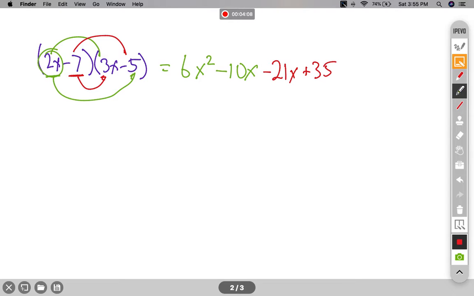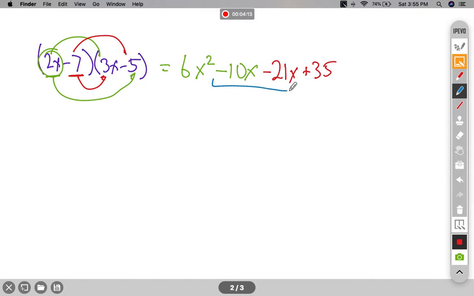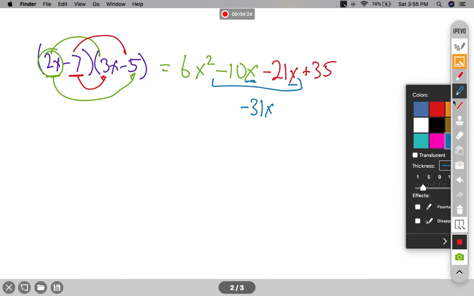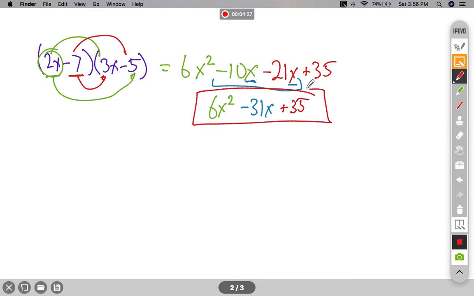I finally come along and I can say, yeah, I got some like terms here. The negative 10x and negative 21x are both x terms, so I can combine those together to give me negative 31x. The 6x squared doesn't have a like term, so it sticks out there. The 35 is on the back, and there's my answer. The basic idea comes down to we're just distributing. Everything in this parenthesis gets distributed to everything in that parenthesis.